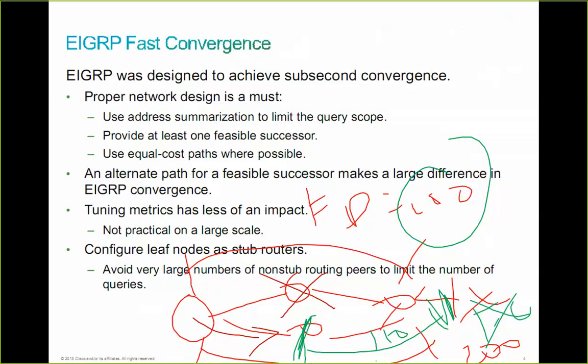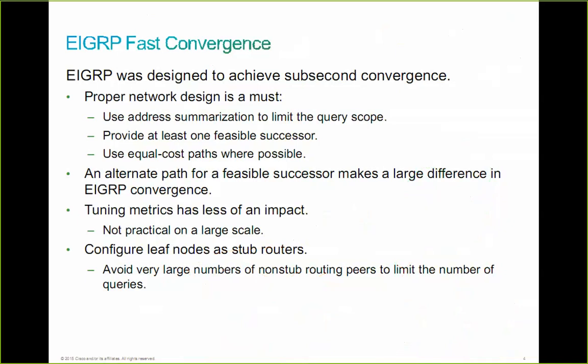So as a network engineer, one of the things that I can do is manipulate metric values to ensure that the feasibility condition is being met on that backup path. So if the primary path fails, then we use the backup path immediately. Does that make sense? All right. So if there isn't a feasible successor, we know that EIGRP is going to send a query to its peers. It's going to have to wait for responses. Those queries slow down convergence times, et cetera, et cetera. All right?